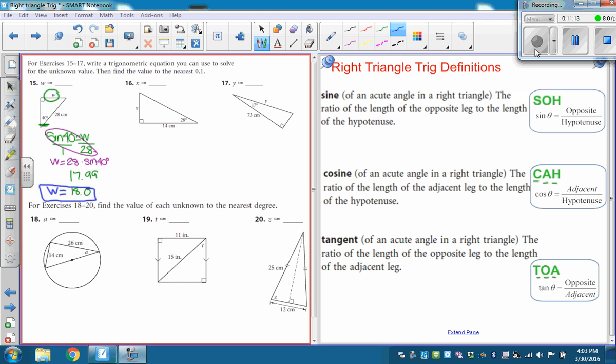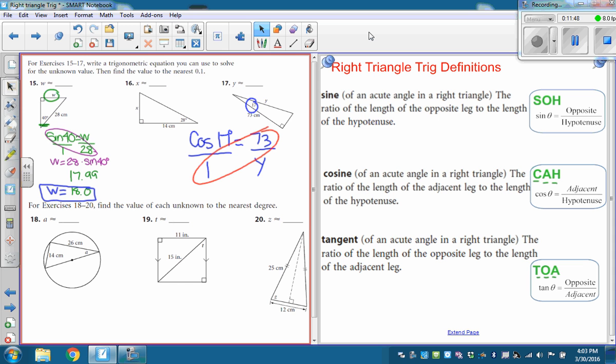We'll do one more over here. If I want to find y on problem 17, I'm going to look at the angle that I have. In reference to that, I have the adjacent and the hypotenuse. So the true statement would be the cosine of 17 is equal to the adjacent, 73, divided by the hypotenuse. And then I put a 1 there. So my work is just 73 times 1 divided by the cosine of 17.